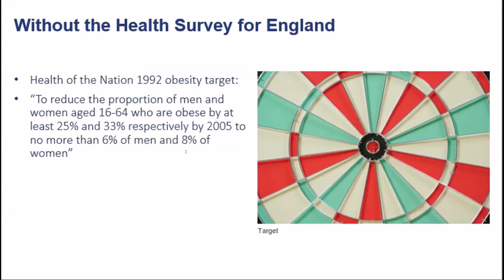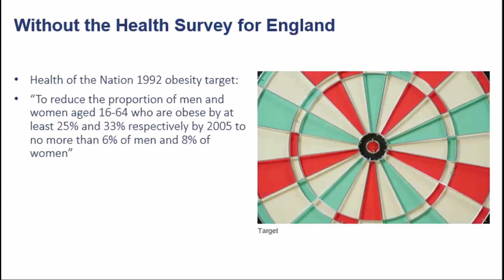And at the time that they made that target, they had 2 small surveys. So they had a survey from 1980 where they found that, in fact, 6% of men and 8% of women had obesity. And then they had a survey from 1987, which suggested that 8% of men and 12% of women had obesity. If they had had year-on-year data at this point, they might have understood a bit more about the trajectory of that increase in obesity, which would have meant that they could have set a target that was a little bit more realistic, but also perhaps that they would have taken more urgent action sooner.